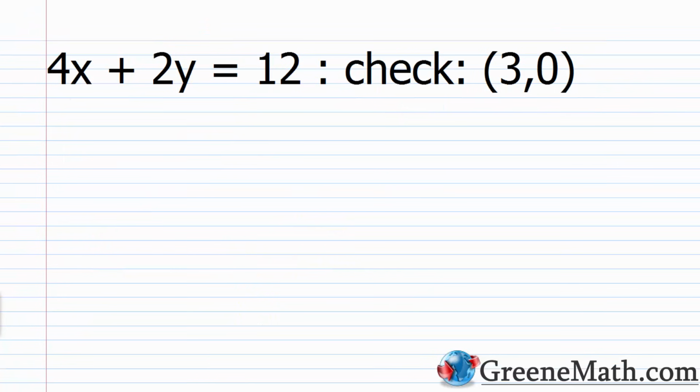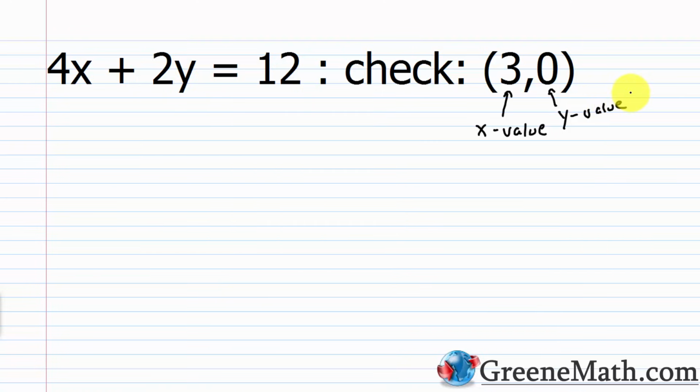All right, so now let me show you how to check an ordered pair and see if it's a solution to a linear equation in two variables. So we have this 4x plus 2y equals 12, and we want to check the ordered pair 3, comma, 0. So the important thing to remember is that, again, the left value is the x value, and the right value is the y value. Very, very important you understand that.